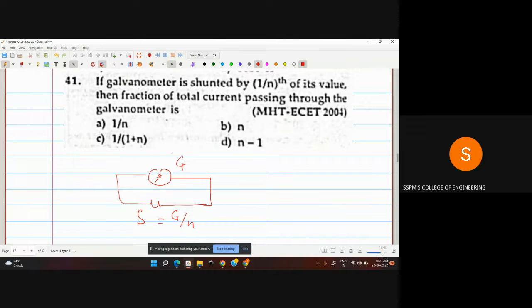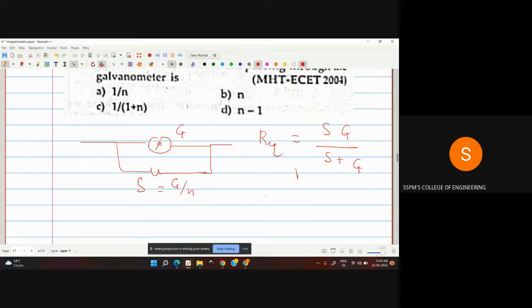If G is given, then what is S? S is 1/nth times of G. Isn't it? Then you have to find out the equivalent resistance. So what is the equivalent resistance of the ammeter? The equivalent resistance of the ammeter is equal to SG divided by S plus G. Now S is given as G upon N, multiplied by G, divided by G upon N plus G.